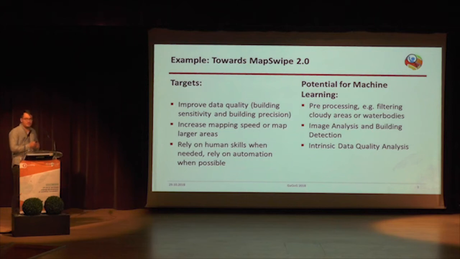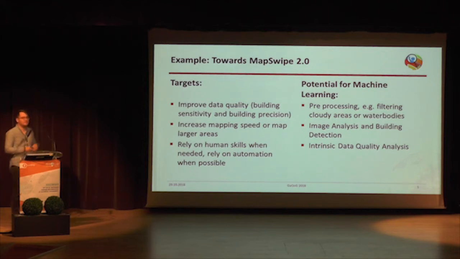We want to improve the data quality. That means getting more completeness, but also being more precise. We want to be faster or map larger areas. And at the same time, we see, okay, what's the potential for machine learning on this? We could do some pre-processing, so filter out areas where no mapping is needed. There could be water bodies, but also cloudy areas where we don't see any building. We could do what we've already seen, some sort of building detection or settlement detection.